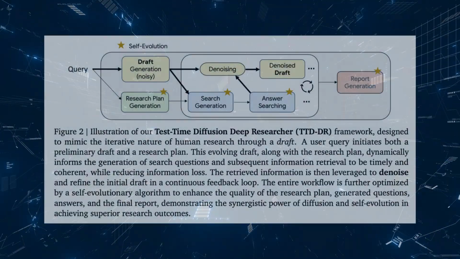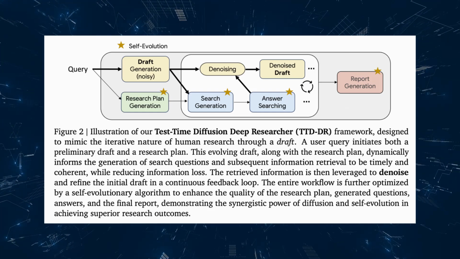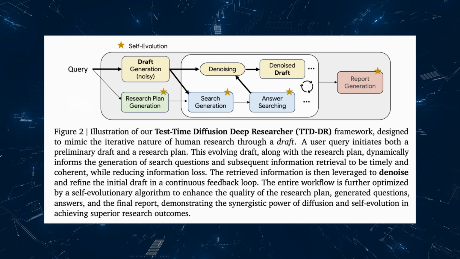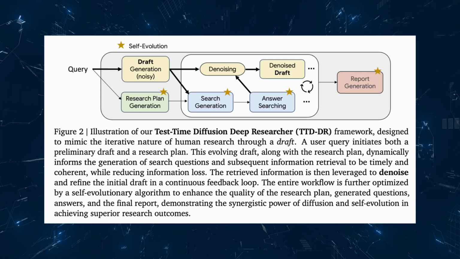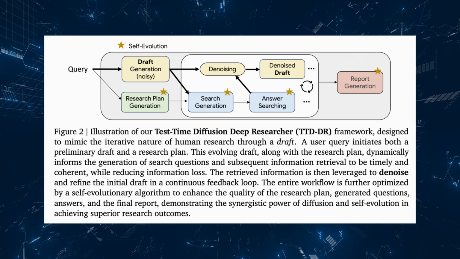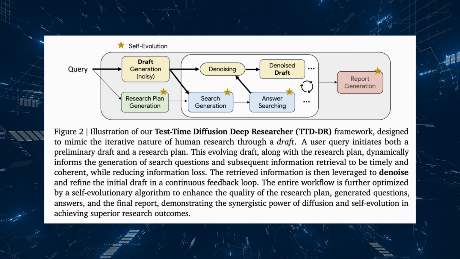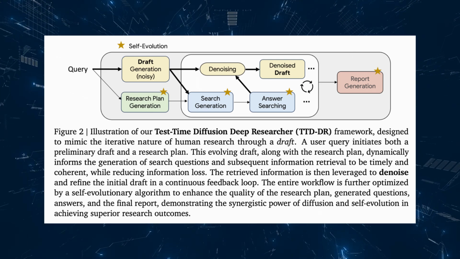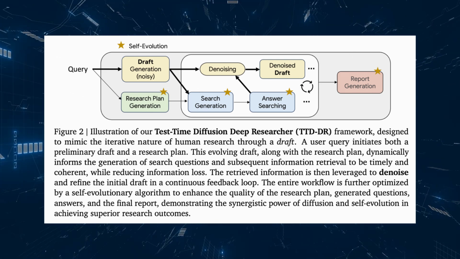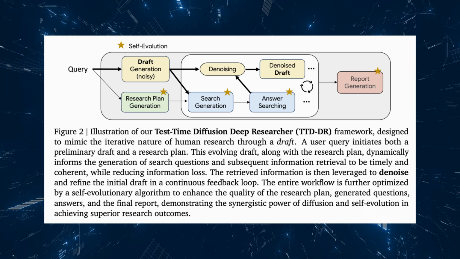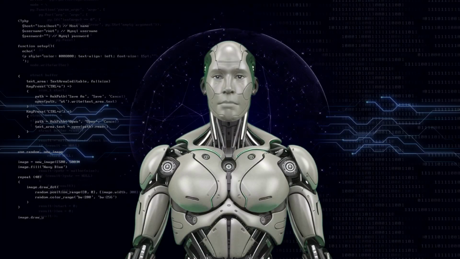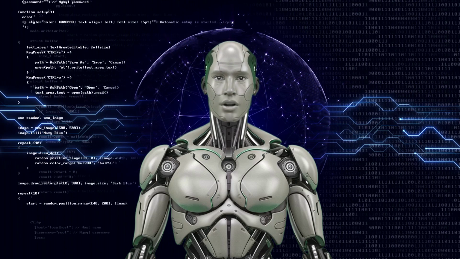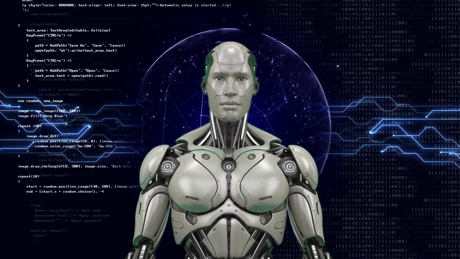The system treats research as a diffusion process, meaning it starts with a rough draft full of blurry and incomplete information and gradually refines and improves it step by step. At each stage, the draft uses knowledge from previous steps while simultaneously updating itself with real-time information retrieved from external data sources. This allows it to maintain context, prevent inconsistencies, and stay focused throughout the research.